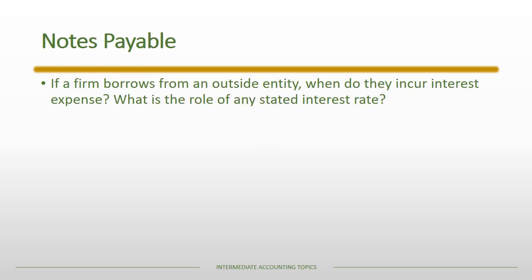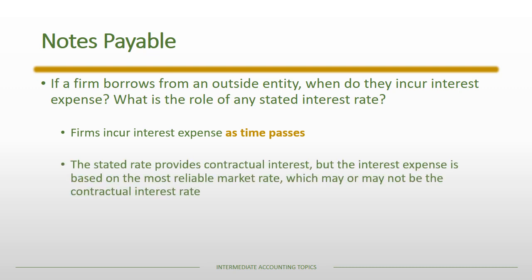So let's use a very basic example to highlight this idea of liabilities. If a firm borrows from an outside entity, when do they incur interest expense, and what is the role of any stated interest rate? Well, first of all, the firm incurs interest expense as time passes. As time passes, the obligation to pay increases because as they're accruing interest on the note, not only do they have to pay the amount that was borrowed, but now they also have to pay the amount of accrued interest. And as that liability increases over time, the interest expense is also being incurred over time.